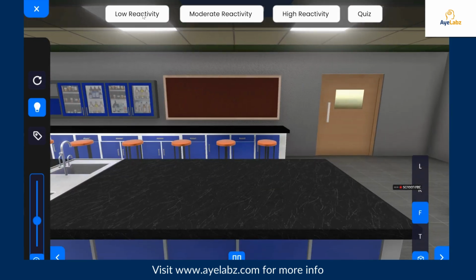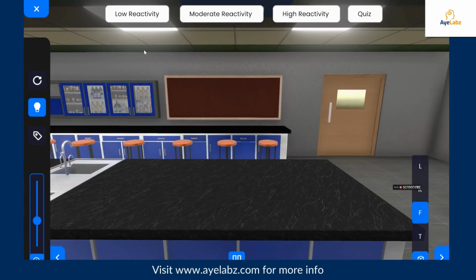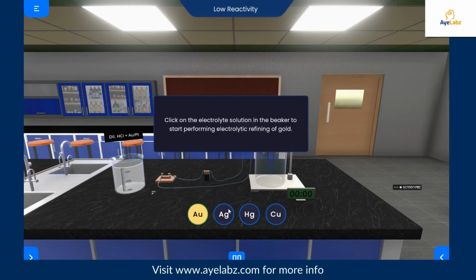Let's start with the low reactivity metals. Here we have gold, silver, mercury, and copper. Low reactivity metals like gold and silver occur in their native state. We can extract them through electro-refining. Let's do it for gold.